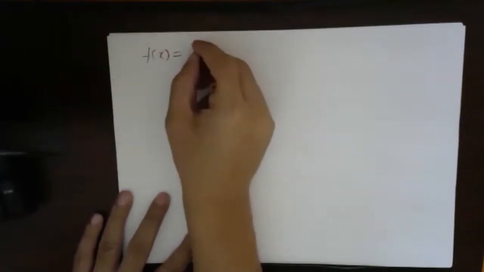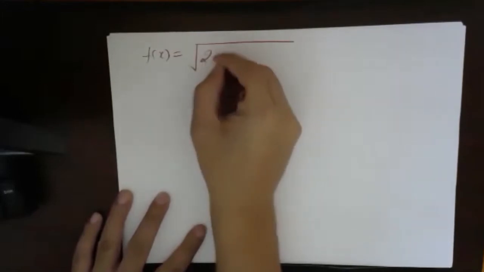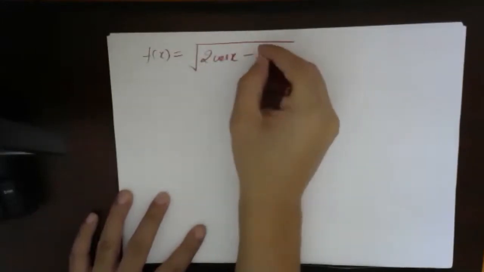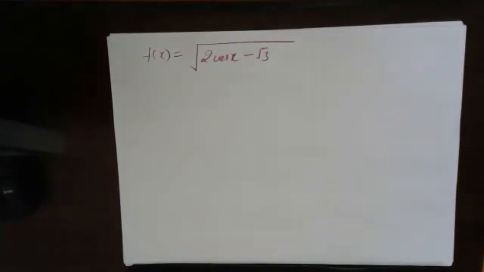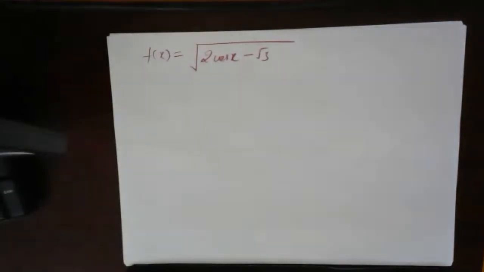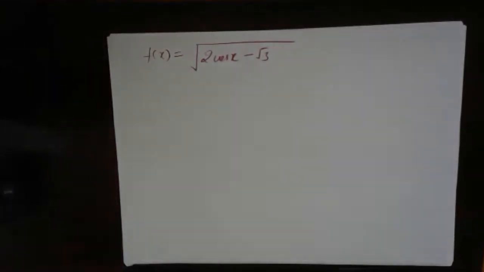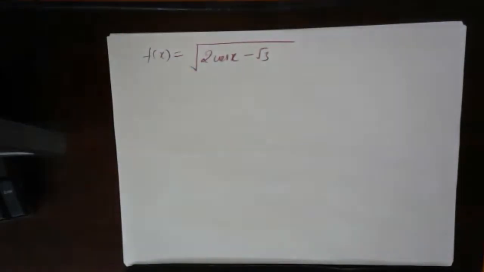So let's see. Find the domain of f of x equals under the root of 2 cos x minus root 3. Find the complete set of domain for this. Okay, think about it, solve it. Remember the values for cos.